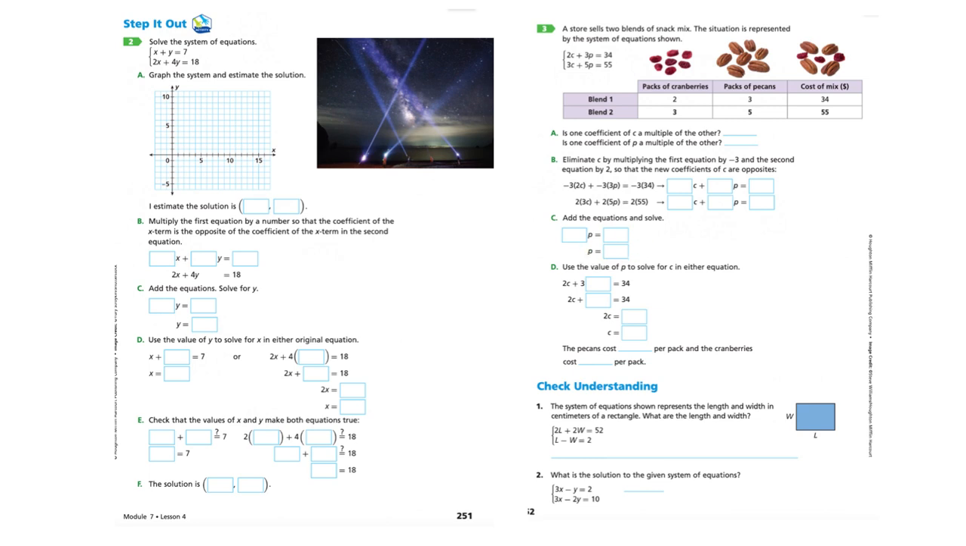You'll solve for P. Then go on to D, use the value of P to solve for C in either equation. And so then you can here fill in the blank. The pecans cost this much per pack, and the cranberries cost this much per pack. So go ahead and just take your time, go step by step through number 3. When you finish that, you can go on to the check understanding.